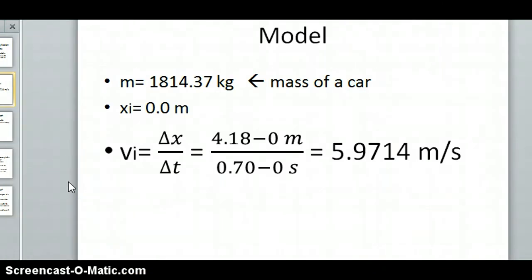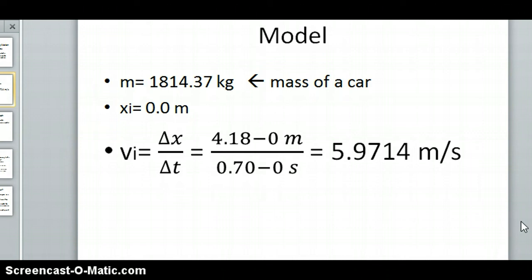The mass of the car was found online to be 1,814.37 kilograms. However, it was not needed because the forces in this situation cancel out and are 0. The initial position of the wheel was 0 because the origin was placed in the center of the wheel at the beginning of the video, and the initial velocity was found by dividing the change in position by the change in time over the entire course of the video.